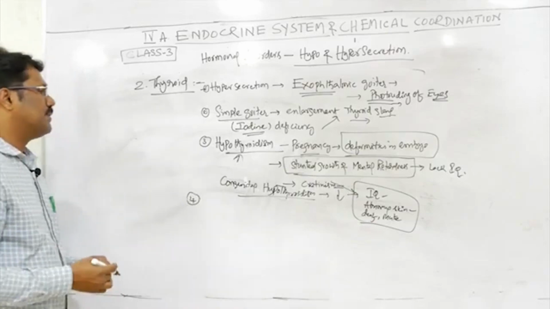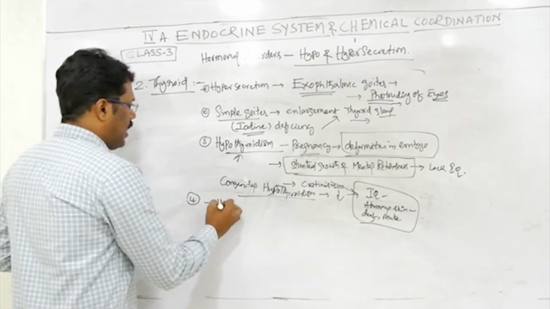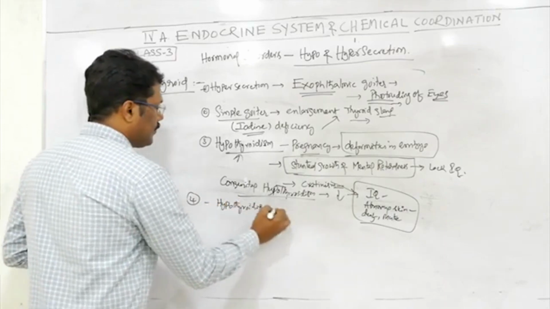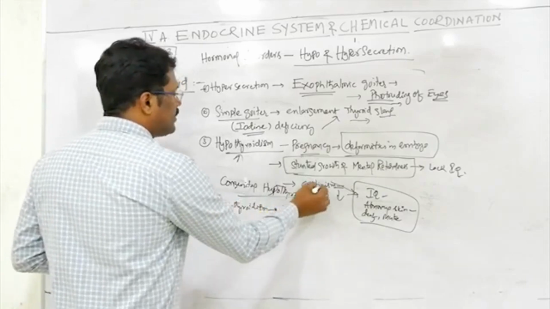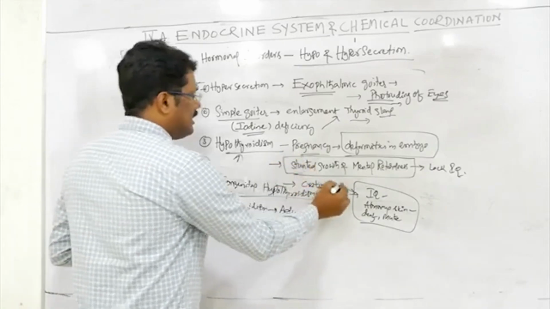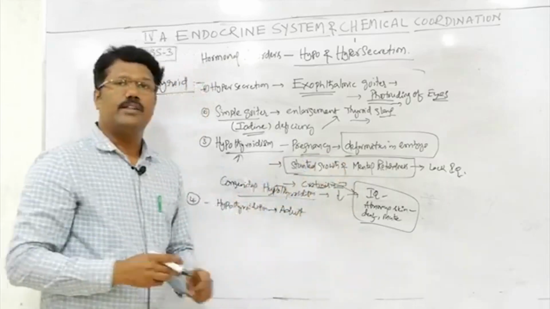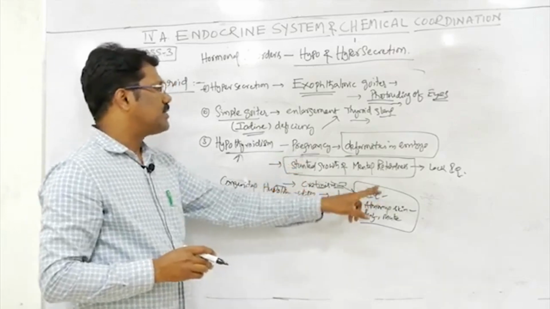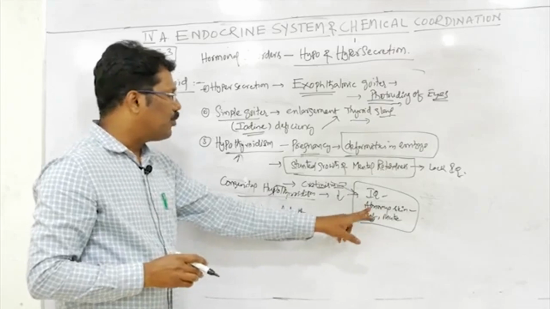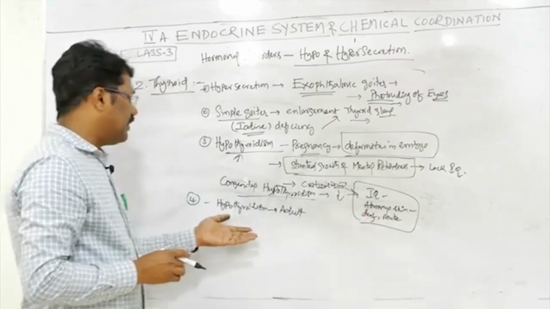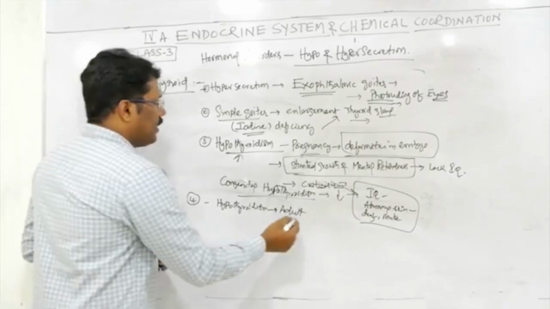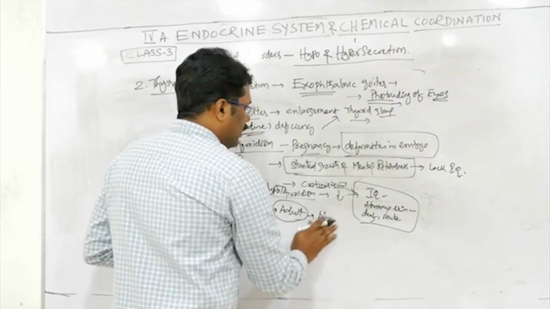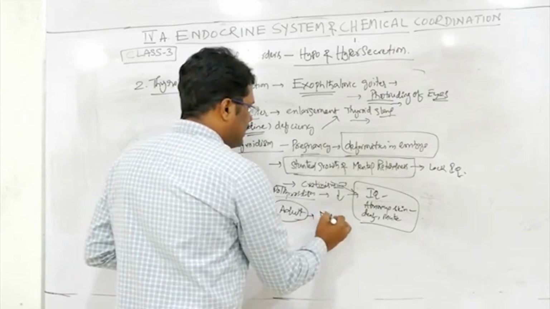Next, the fourth one is hypothyroidism in adults. So cretinism is related to children, that is, during pregnancy, if hypothyroidism is encountered by the mother, it leads to mental retardedness, stunted growth, low level of IQ, abnormal skin, deafness and mute. But if this hypothyroidism is in adults, it leads to a disease called myxedema.